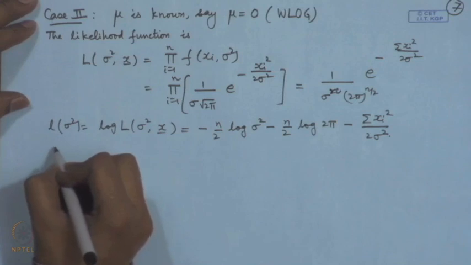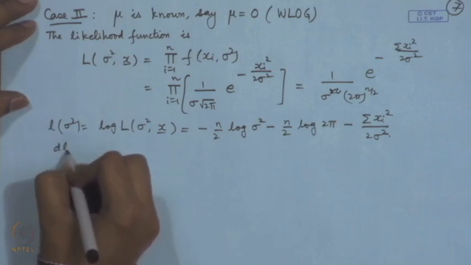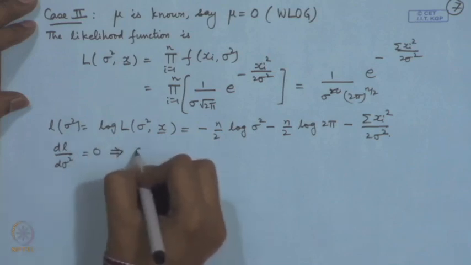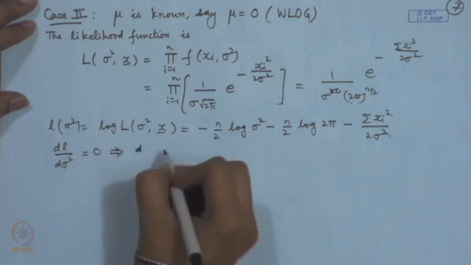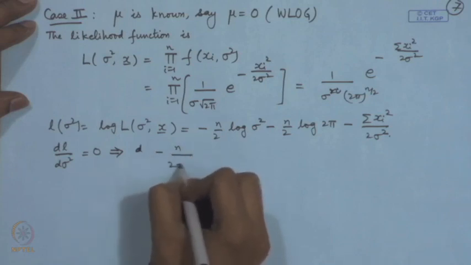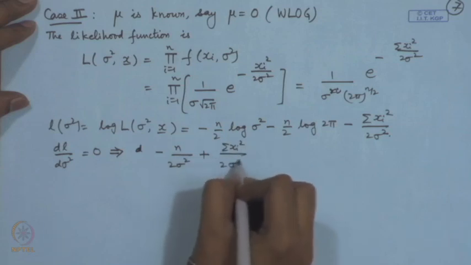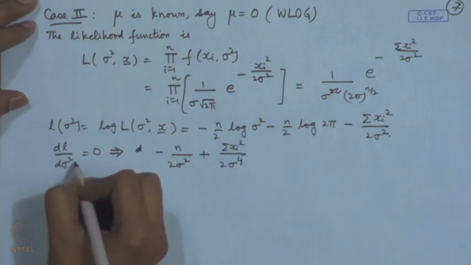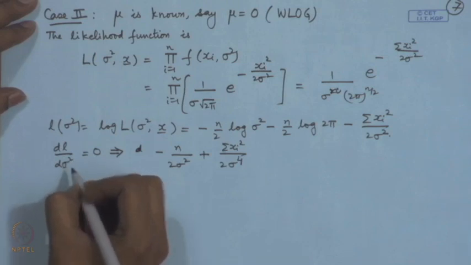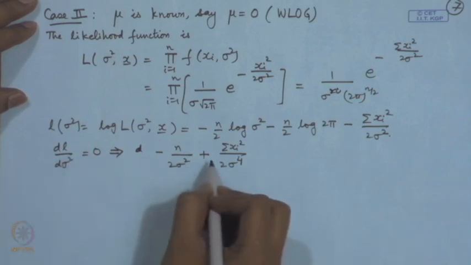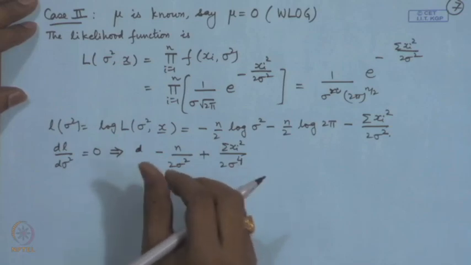So, we consider the likelihood equation, that is d L by d sigma square is equal to 0. So, when you differentiate this, you get minus n by 2 sigma square plus sigma x i square by twice sigma to the power 4. Notice here that I am considering sigma square as the parameter. One may be misled by considering sigma as the parameter, and then you may be getting a slightly different derivative here. So, later on we will show that the two procedures will lead to the same answer, the identical answer.